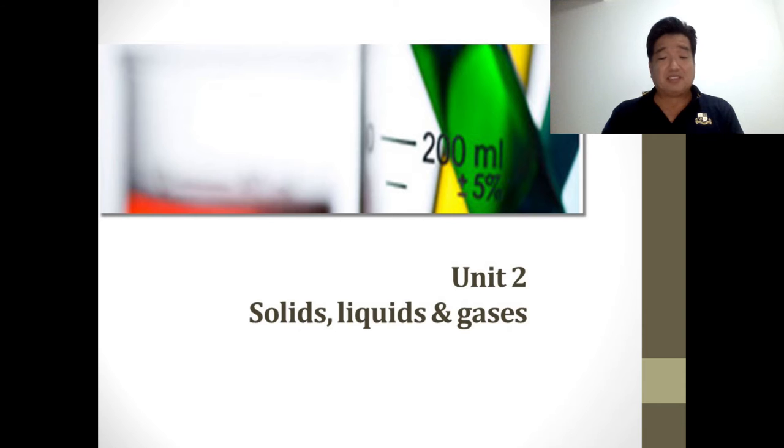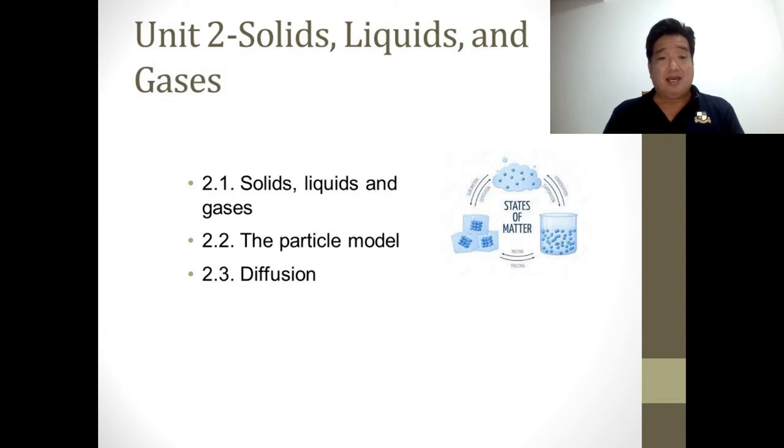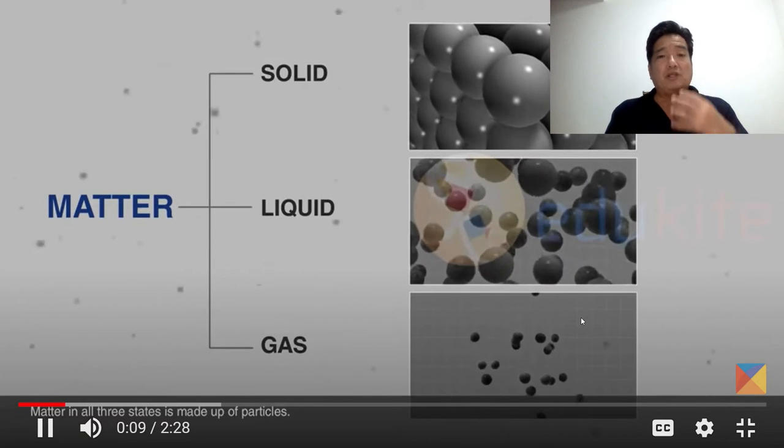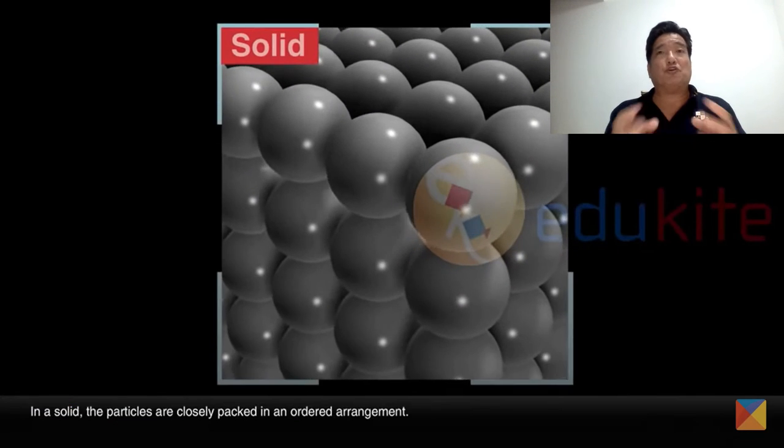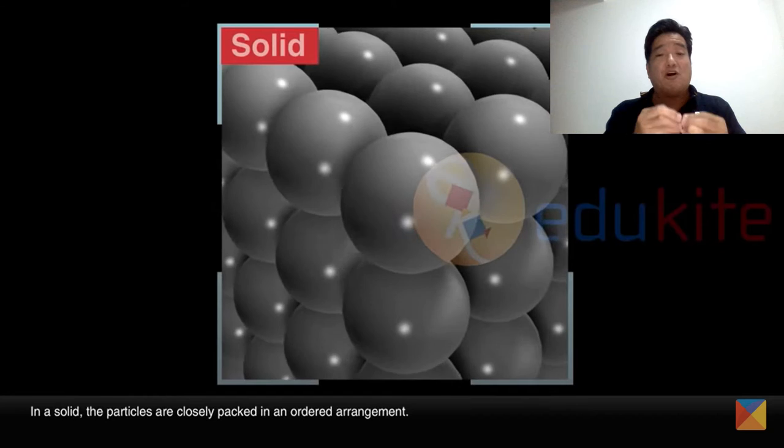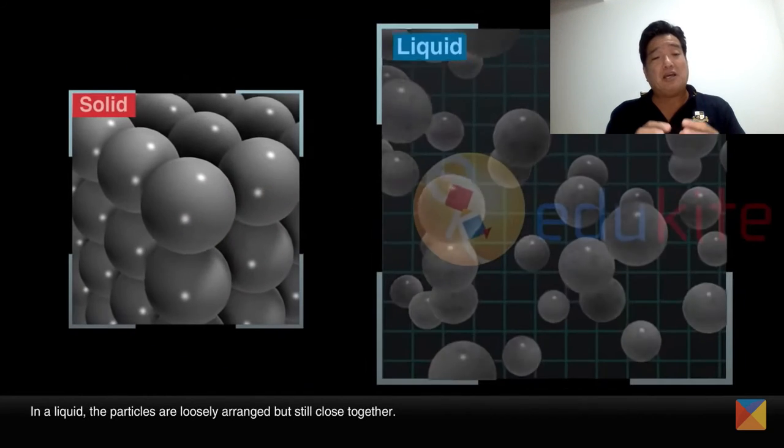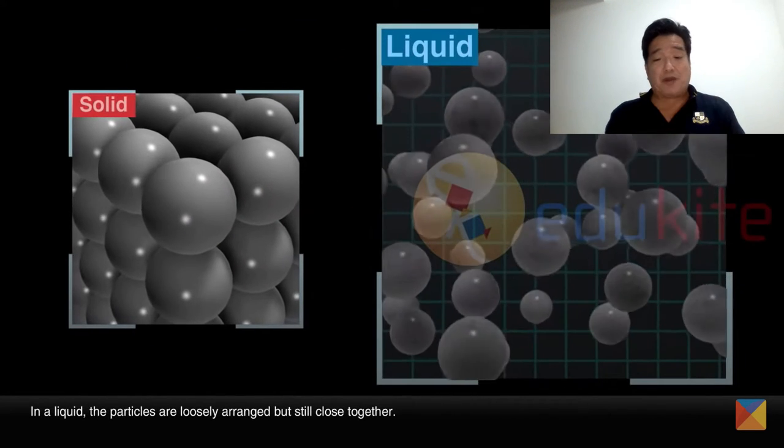Unit 2, solids, liquids, and gases. They'll talk about states of matter, and we discuss the particle model and diffusion. We talk about solids, liquids, and gases in terms of the molecules involved, and we show the students what it looks like and how they interact.